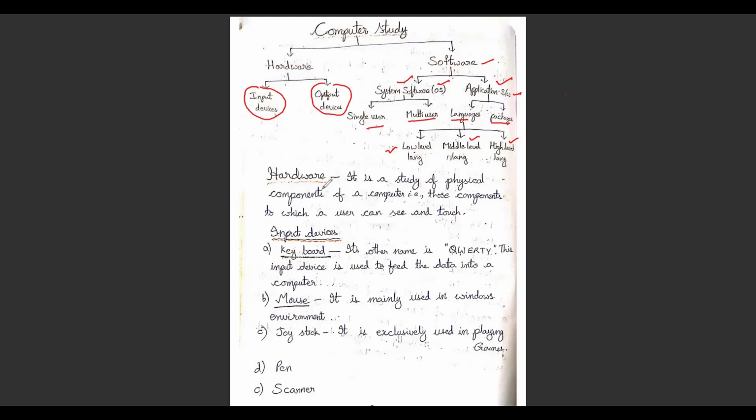So you can see here, hardware is a study of physical components of a computer, that is, those components which a user can see and touch. Those are nothing but your keyboard, mouse, joystick, pen, scanner. All these you can see and you can touch them. Those are called hardware, the components.